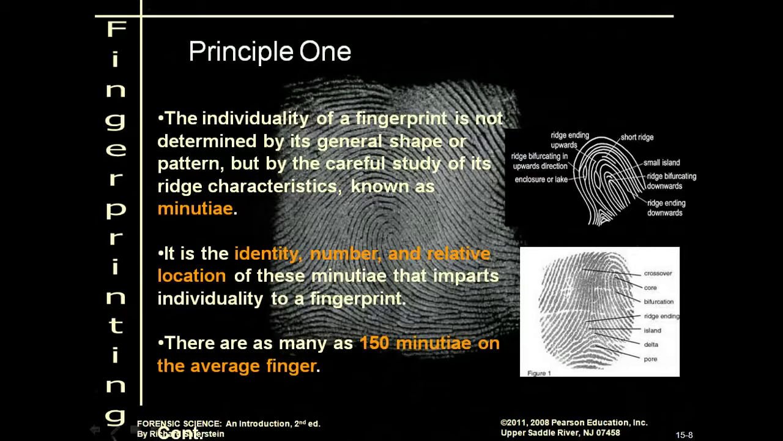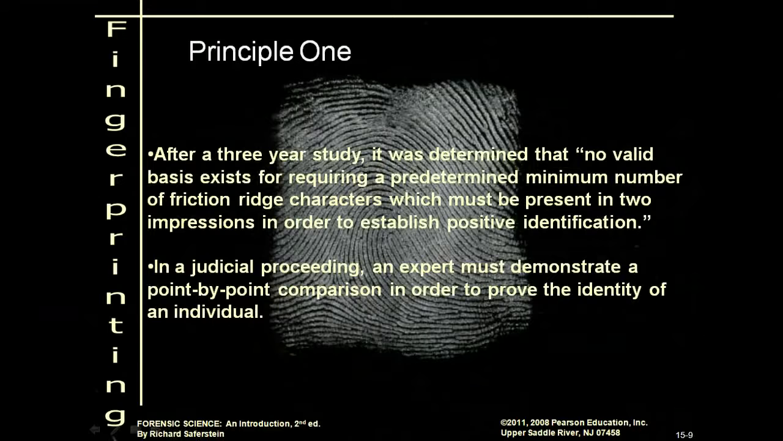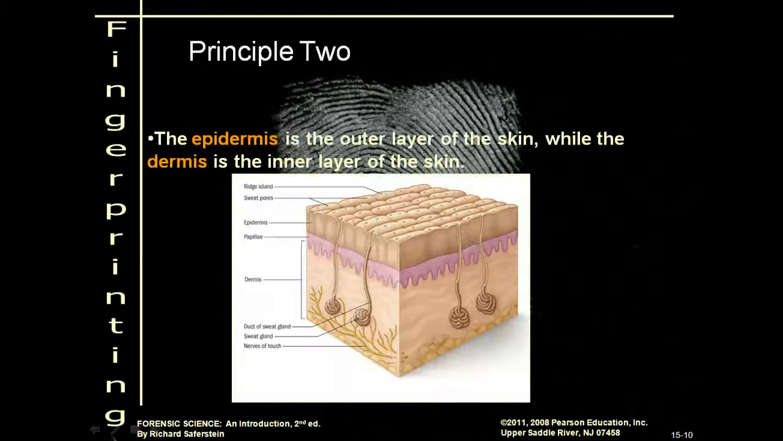The identity, number, and relative location of these minutia are what actually makes a fingerprint individual. You might have 150 different characteristics on a single finger, but each of those different characteristics, like a crossover, an island, a delta, all of those different things are going to cause that fingerprint to be individualized. Okay, so there was a huge study that was done. There's also been some court cases over the years that have tried to show that maybe, just maybe, your fingerprint at that murder scene came from somebody else who happened to have your exact same fingerprint. It's never been proved that that's been able to take place.